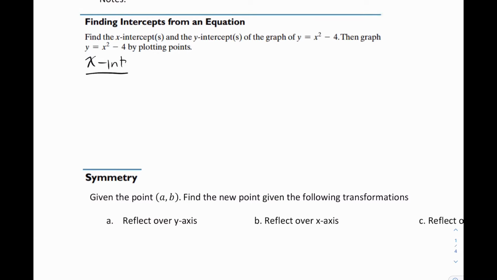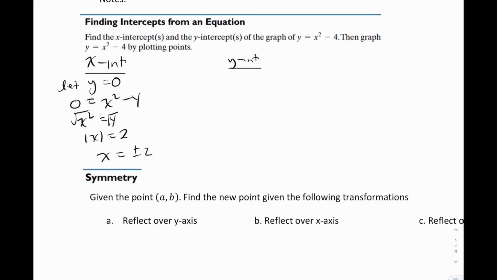So let's separate it. We'll do x-intercept first and we'll do y-intercept second. Recall the x-intercept, you simply let y equal to 0. So let's do that, and we solve for x. So x squared is 4. Don't forget that this is the absolute value of x, and that will then generate plus or minus 2. So there's your x-intercepts. For the y-intercept, you simply let x equal 0. So you plug that in, and we get negative 4.